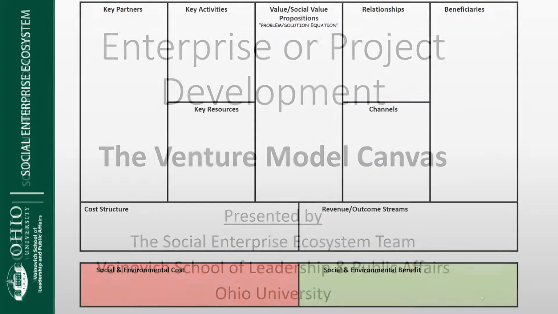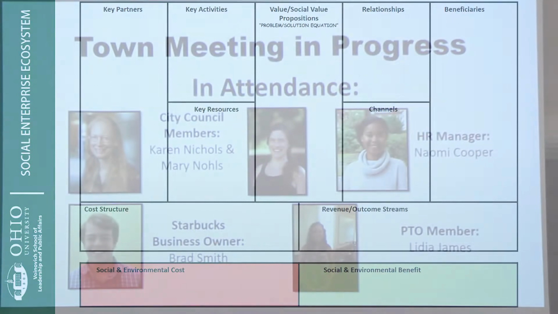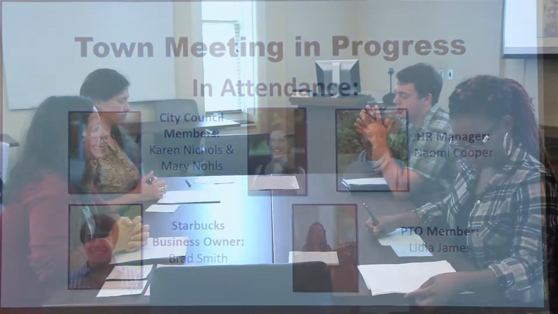The Beneficiary School of Leadership and Public Affairs at Ohio University developed the tool described here for social enterprises and public sector projects. Our Venture Model Canvas helps collect, organize, and plan initial actions for enterprises or projects that are fiscally sustainable and socially impactful.